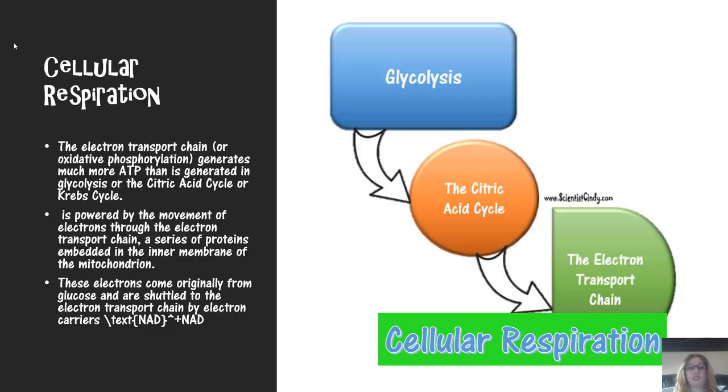The electron transport chain is powered by the movement of electrons through a series of proteins that are embedded either in the inner membrane of the prokaryote or in the inner membrane of the mitochondria. And these electrons come originally from the glucose molecule, which is broken down in glycolysis. These electrons are shuttled to the electron transport chain using electron carriers such as NADH and FADH2.